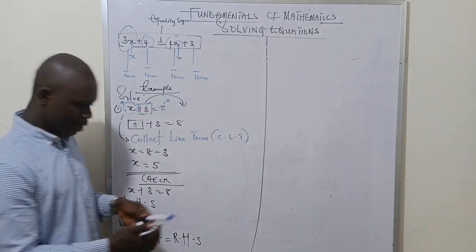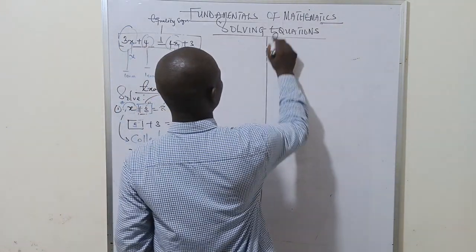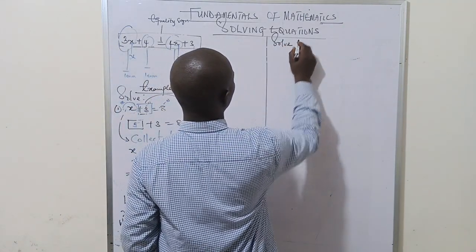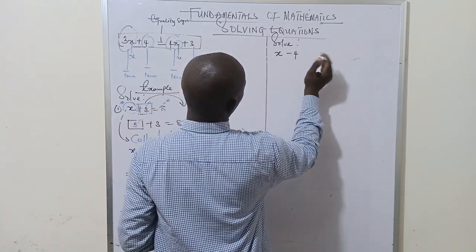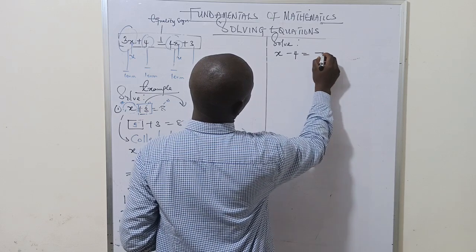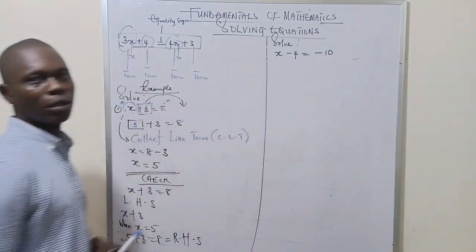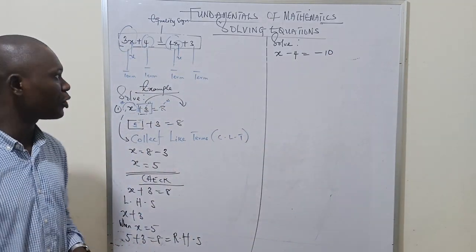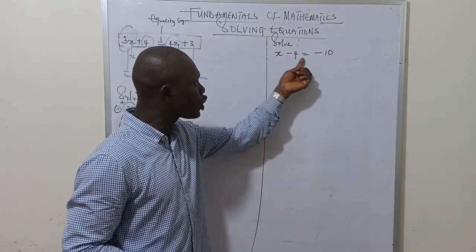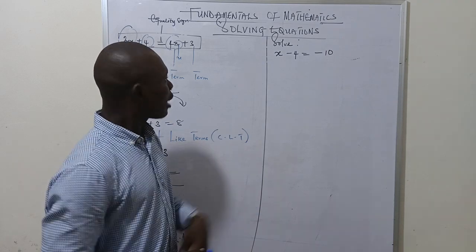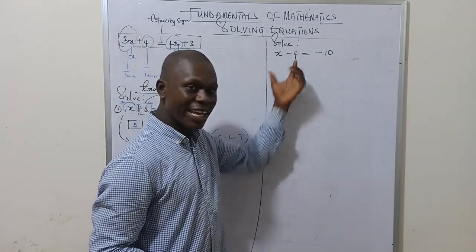Now let's see another example. Now solve. If I'm asked to solve something like x minus 4 equals minus 10. Let's see this example. Please, let's pay attention very well. Now, this is another example. We have to solve x minus 4 equals minus 10. Now, look at it like I said. x minus 4, it's not possible.